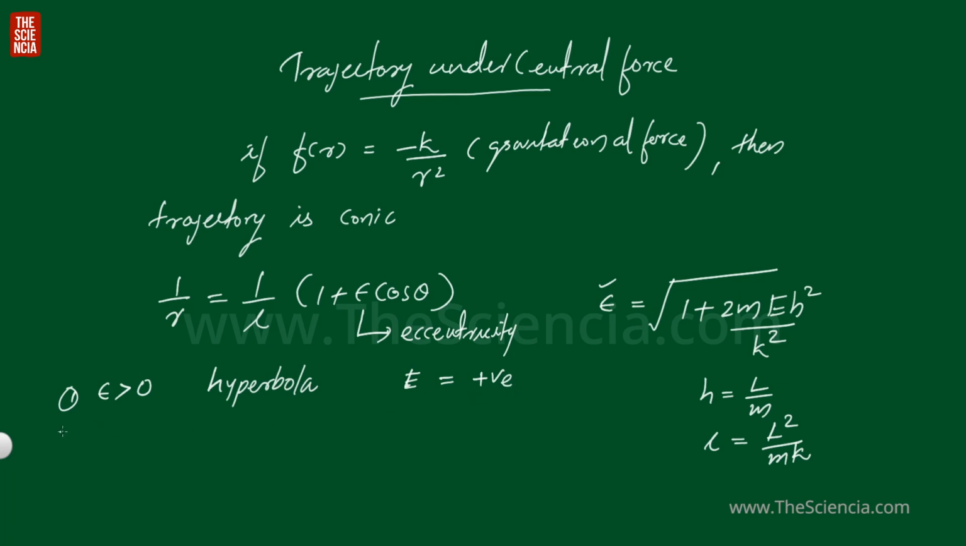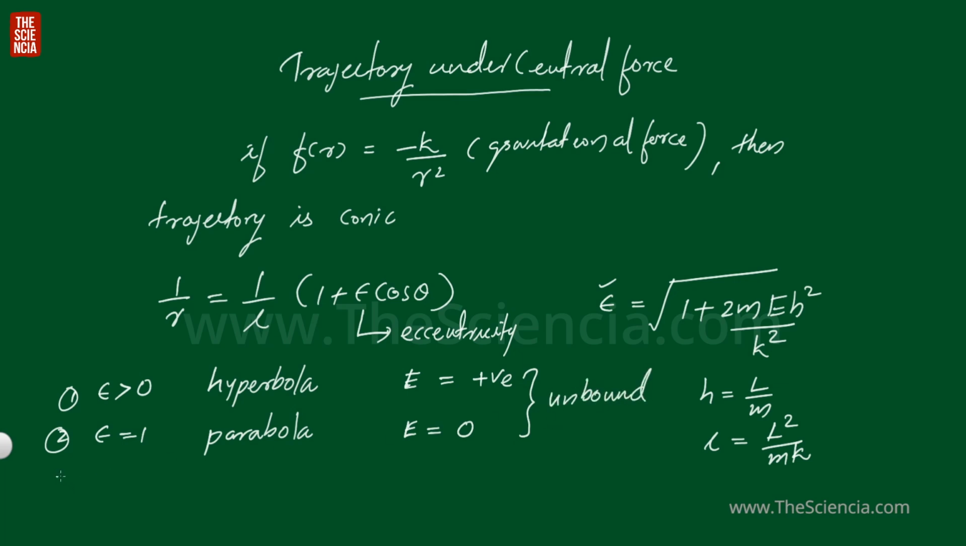In another case, if e is equal to 1, then the trajectory will be a parabola. And for this case, e is equal to 0. So from the ideas of stability analysis, we can say these are unbound motions.